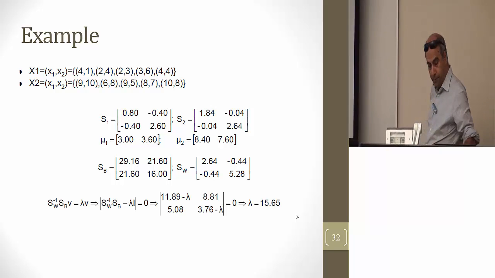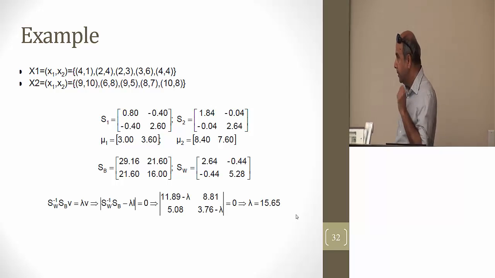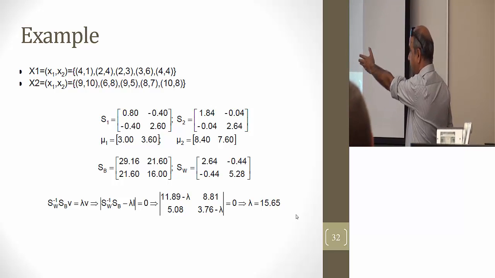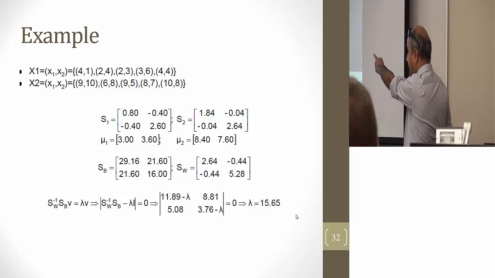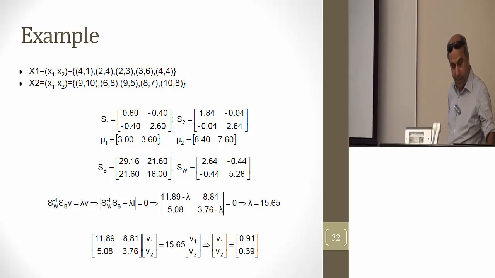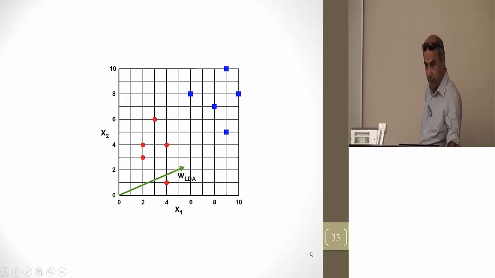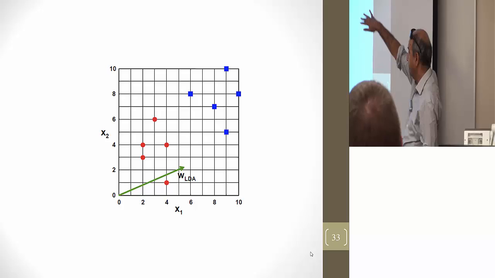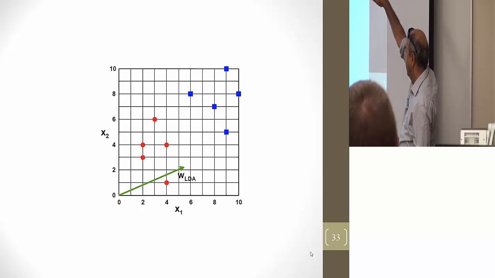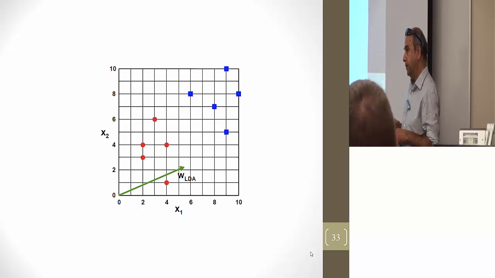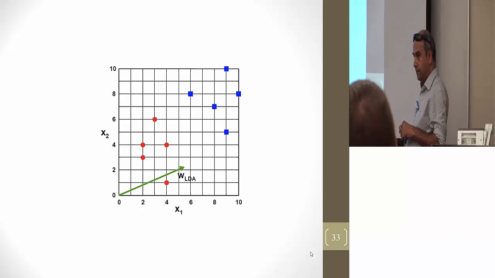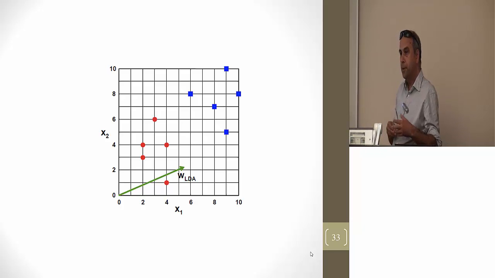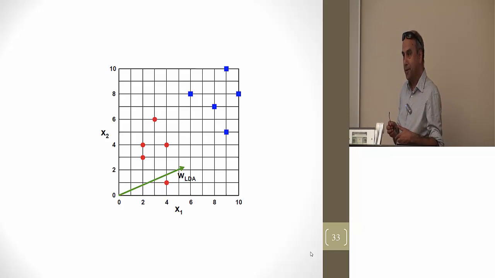Okay, so then multiply this SW inverse SB matrix, and find the eigenvectors and eigenvalues. This is the eigenvalue, and corresponding to it is the eigenvector, and this will be your vector. If you project on this, the blue one and the red one are separated. So that's the science.